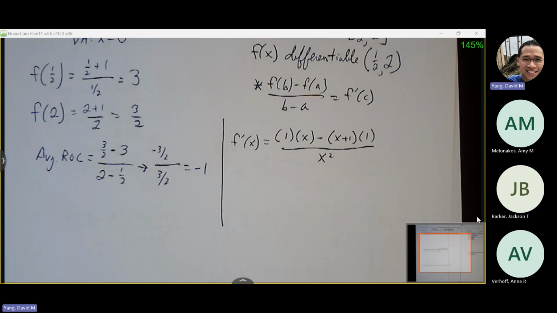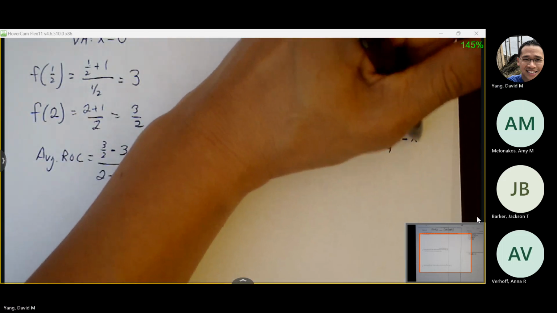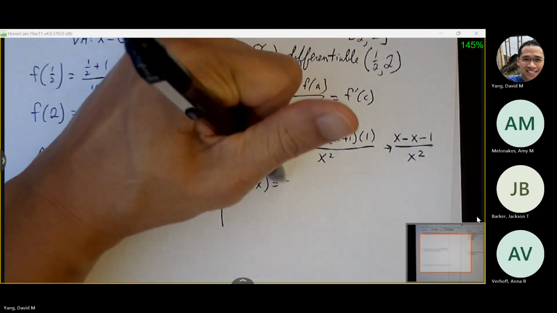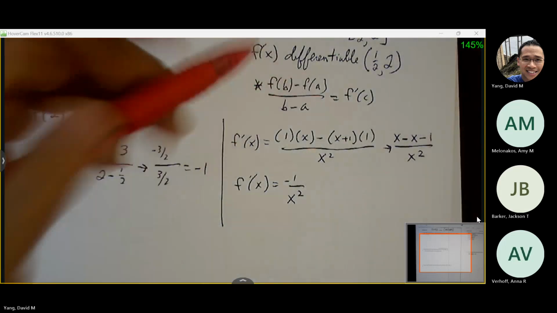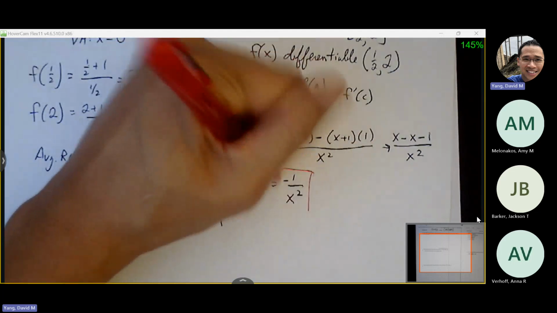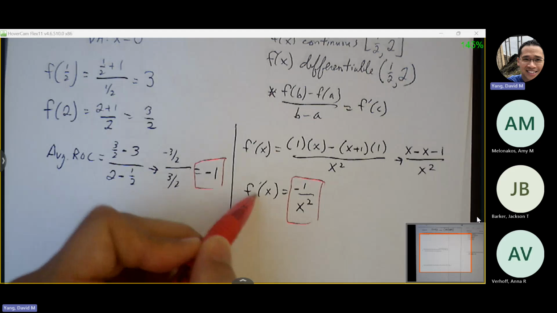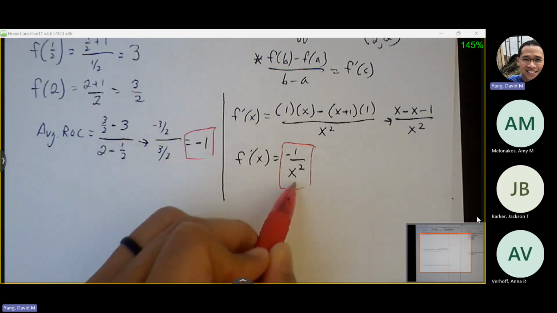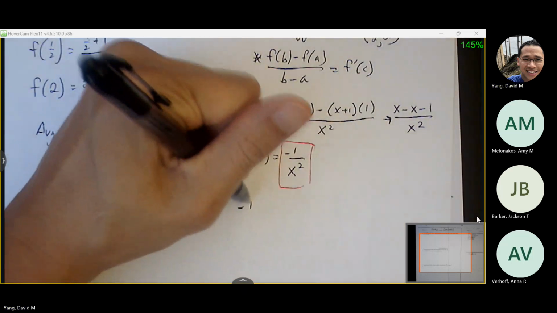All over g squared. Clean this up. So here's our average rate of change. Here's our derivative. We're going to set them equal to each other. Or basically, we're inserting the negative 1 into the f prime location because we know what slope we're targeting. We're just trying to figure out the location of that slope.